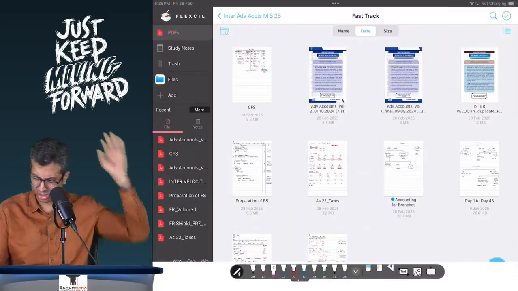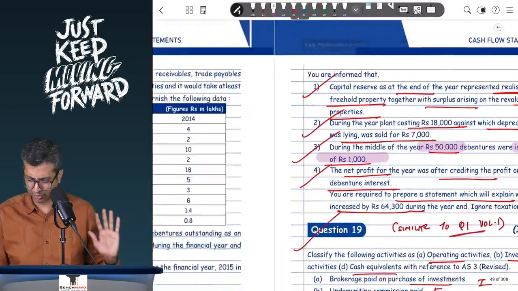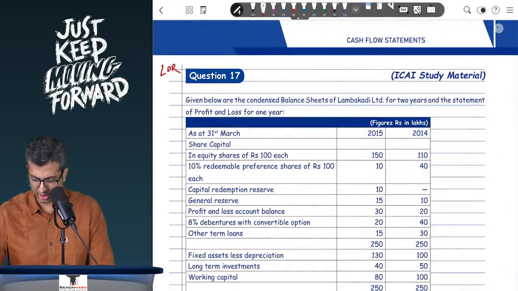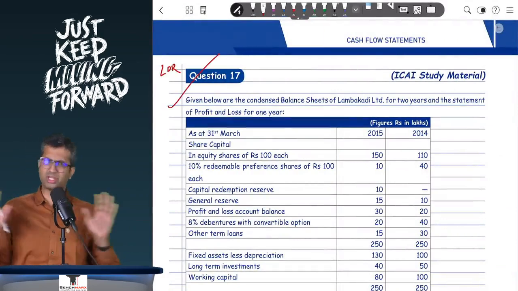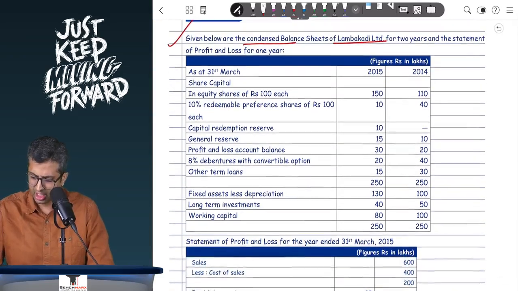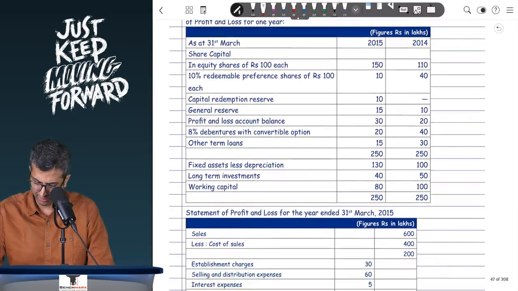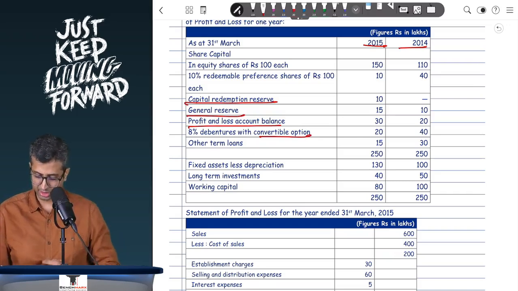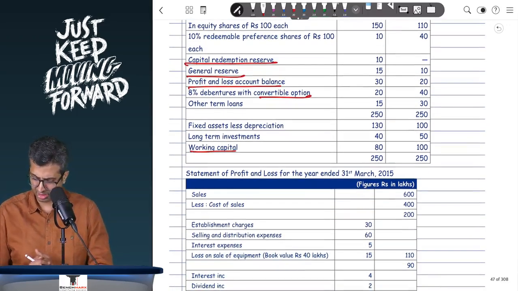And now if you have not done accounting ratios, you can skip the video for now, but if you have done, we'll quickly review this, and you will apply accounting ratios, and that is when question 17, and that is the last question, gets done. Now given below are the condensed balance sheet of Lamba Kidi for and the profit and loss. You have been given the balance sheet 2015, 2014, equity shares, redeemable preference shares, CRR, general reserve, profit and loss, debentures with a convertible option, other term loans, fixed assets at depreciation, long-term loans, and working capital.